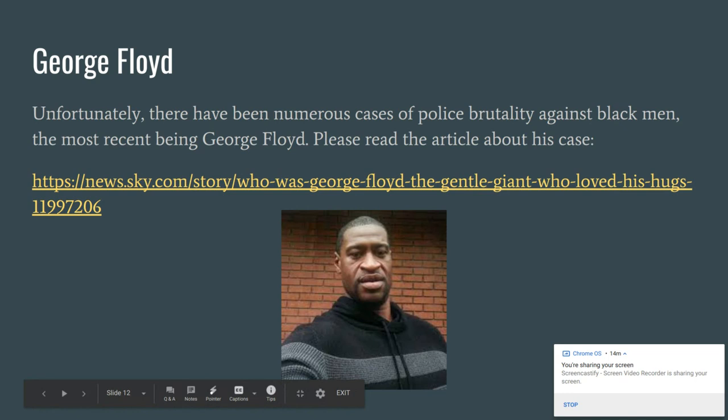You can educate yourself on the fact that it's disproportionately more likely to be black men who die in police custody than any other ethnic group. So it's something that we need to educate ourselves on. It's something that we need to try and tackle as sociologists. What I'd like you to do then, please, is read the article about George Floyd's case.